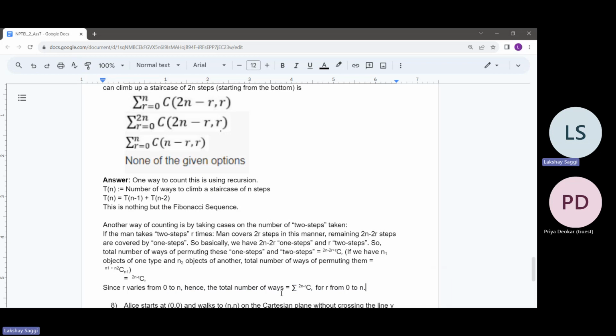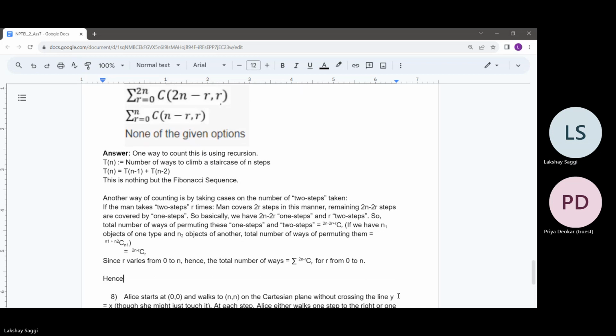And I guess option A is the correct answer, right? Option A has this 2n minus r, choose r, and r is going from 0 to n. Option B is going from 0 to a different limit, which is incorrect. In option A, r goes from 0 to n. So option A is correct.